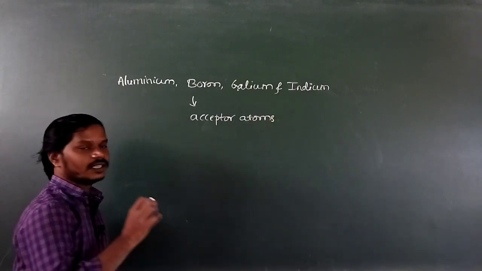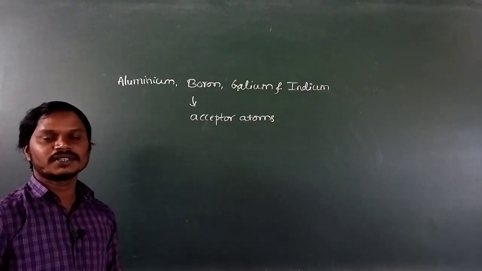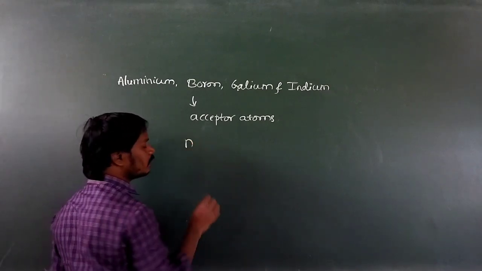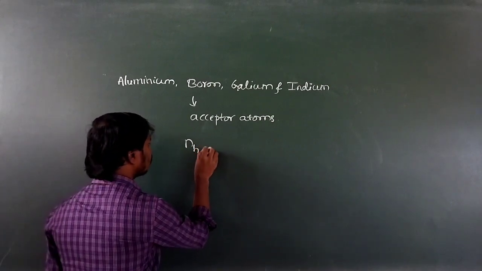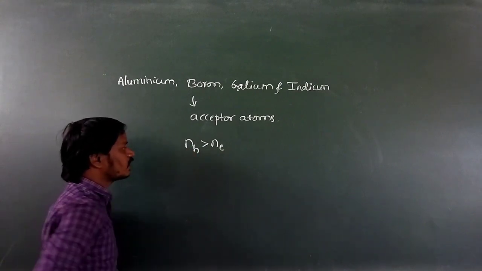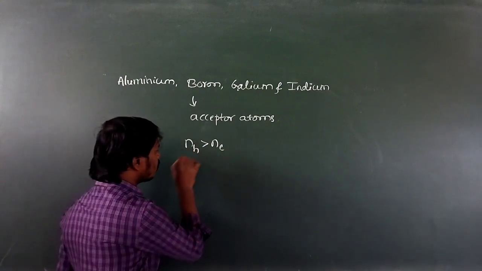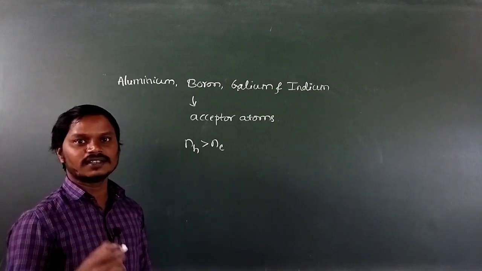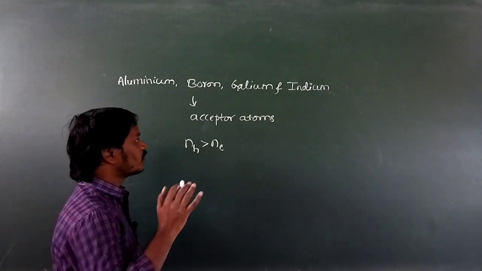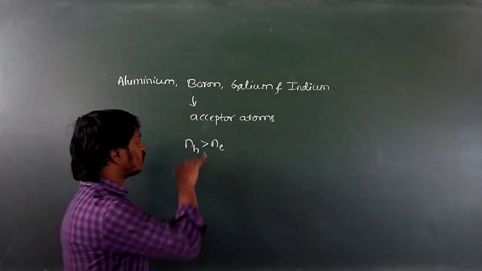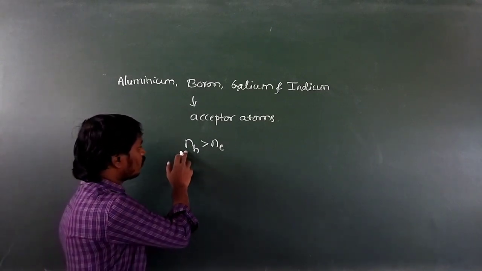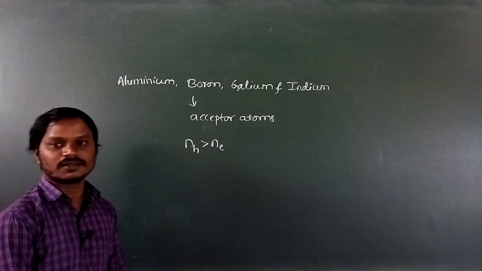Okay. Now, if a trivalent impurity is added to the semiconductor, the hole density increases. Means the number of holes in the p-type semiconductor is greater than the number of electrons. So what are the majority carriers in a p-type semiconductor? Holes are the majority carriers. And what are the minority carriers? Electrons are the minority carriers, because when the pure semiconductor is doped with trivalent impurities, we get a p-type semiconductor. Hence the number of holes becomes greater than the number of electrons.